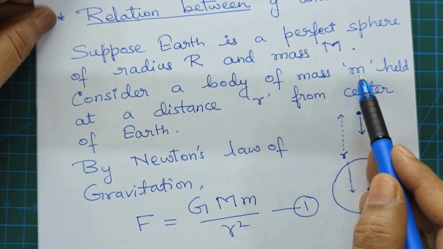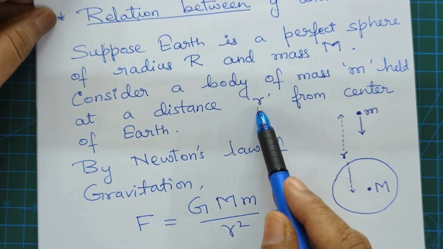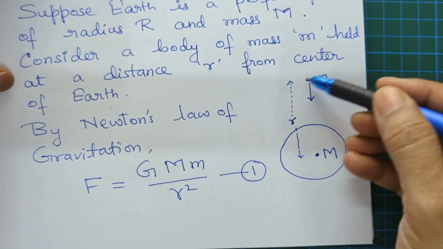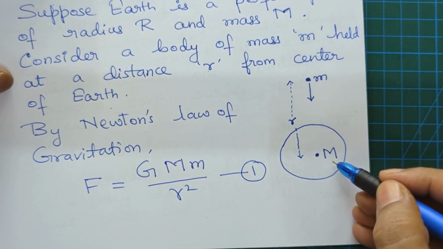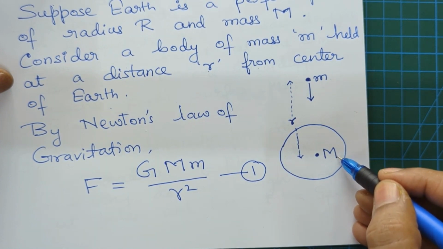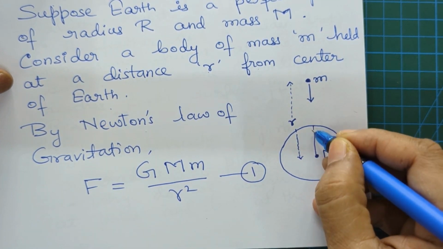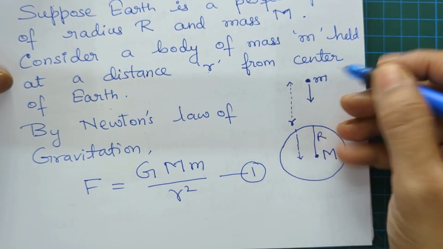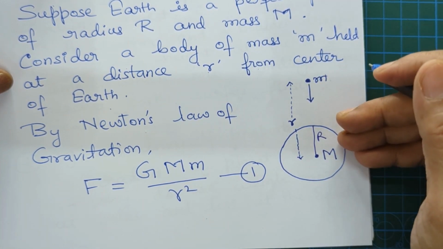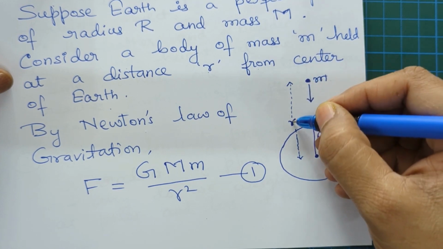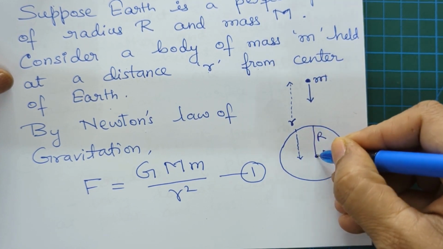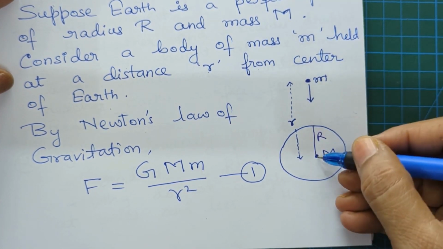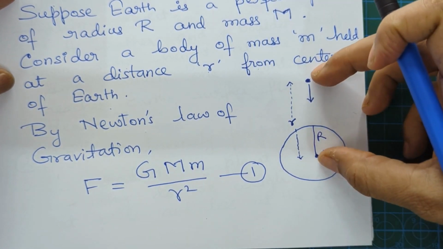Consider a body of mass m that is held at a distance r from the center of Earth. See this diagram to understand what I am saying. The mass of the planet is M, the radius of Earth is r, and there is an object of mass m on that planet, at r distance from the center of Earth.